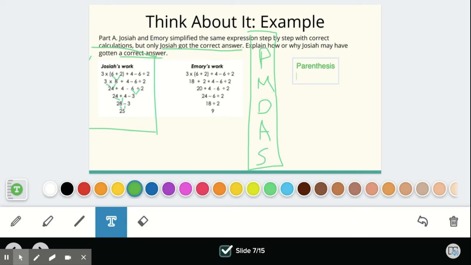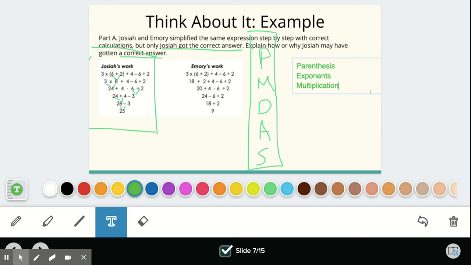He didn't just add first. He took care of the numbers that were in parentheses. Next, and Josiah didn't do it just because it's not in this question, is exponents. So whenever you have exponents, it's going to be the second step you're going to want to do. After exponents, we have multiplication, like Josiah did, and division. And let me fix this up right here.